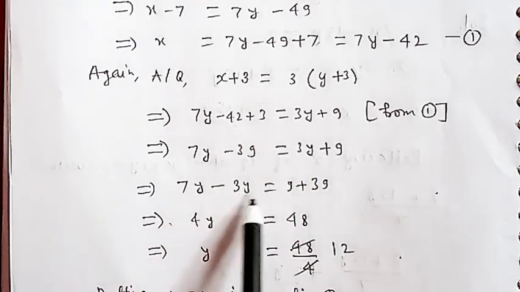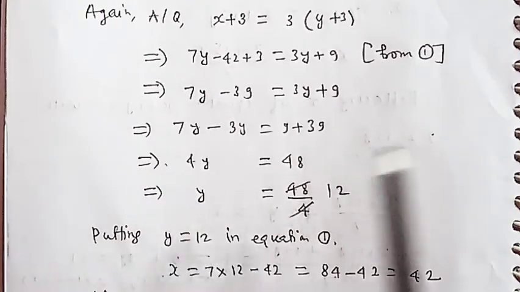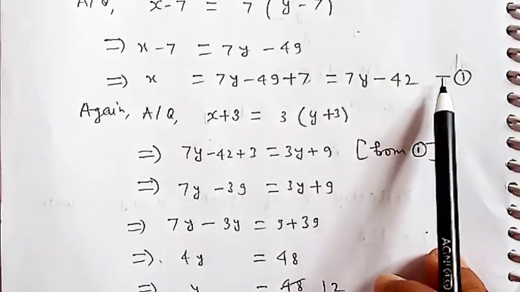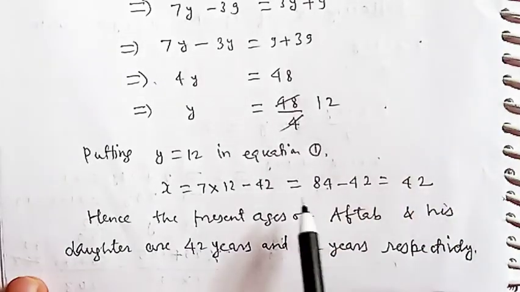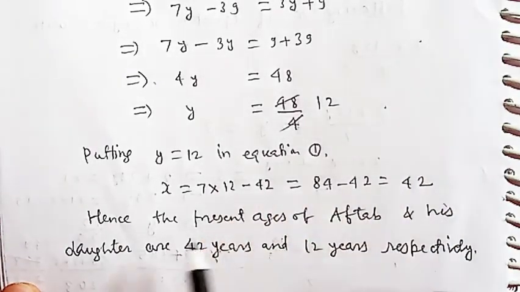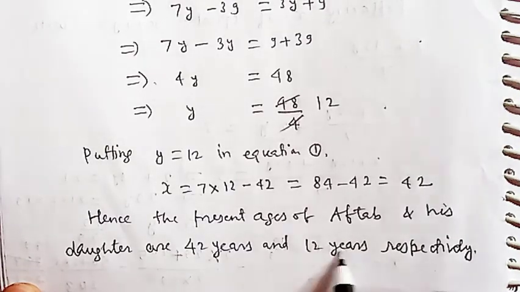Now 7y minus 3y is equal to 9 plus 39. From here y is 12. Putting y is equal to 12 in equation 1, this is equation 1, then we get x is equal to 42. Hence the present ages of Aftab and his daughter are 42 years and 12 years respectively.